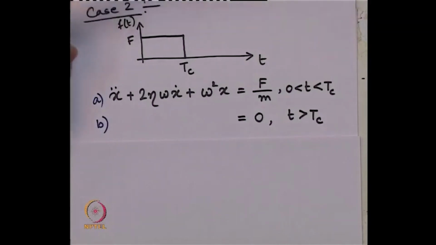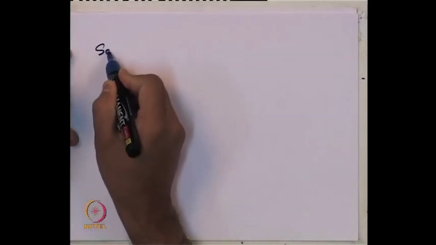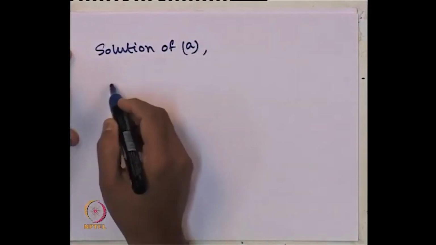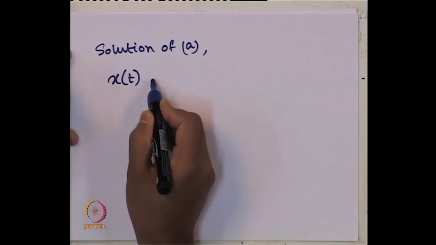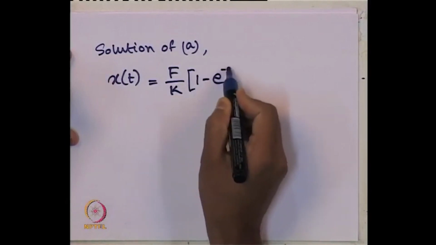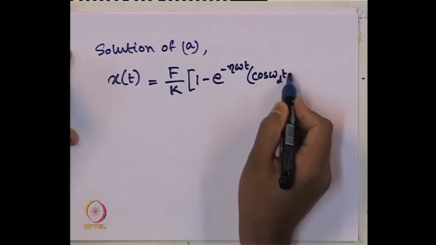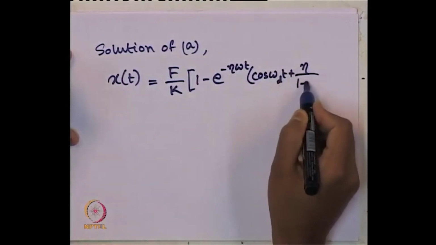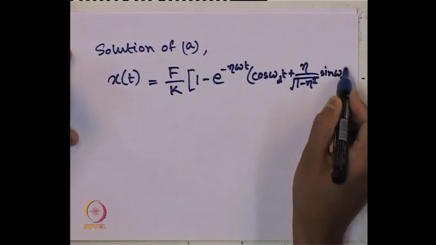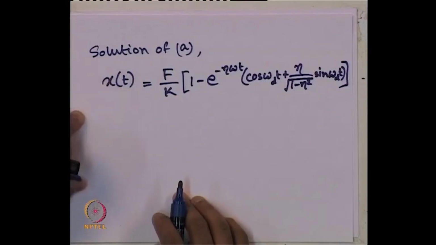So, the solution for part A was obtained just now. What was the solution? The complete solution x of t is equal to f by k into 1 minus e to the power minus eta omega t, times cosine omega d t plus eta by square root of 1 minus eta square, times sine of omega d t. That was the complete solution for part A.